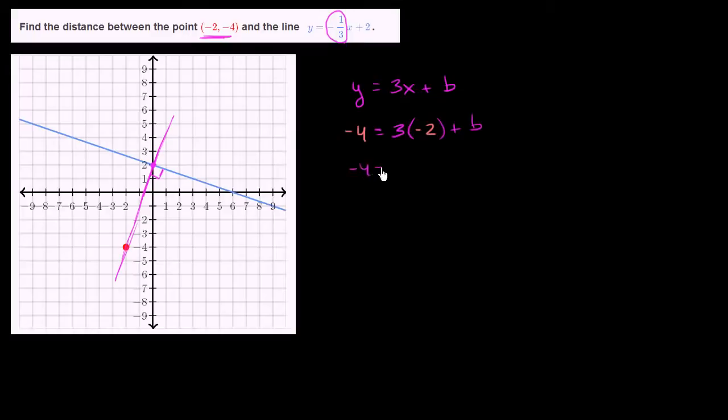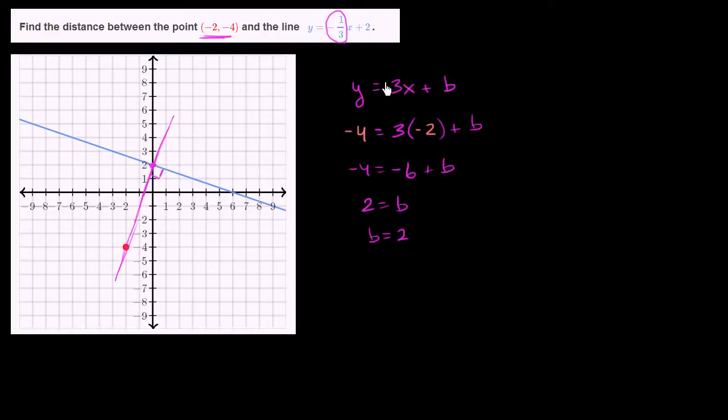We get -4 is equal to -6 plus b. Add 6 to both sides. You get 2 is equal to b, or b is equal to 2. So we were right. The y-intercept for the second line is at 2. So we can eyeball, or we can verify, where they both intersect. They both intersect the y-axis at y equals 2. For both of these, when x is equal to 0, y is equal to 2.